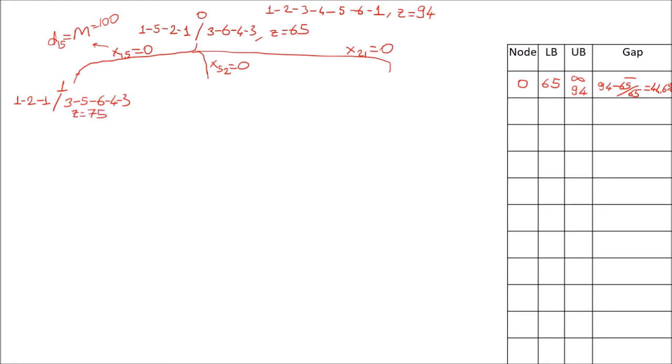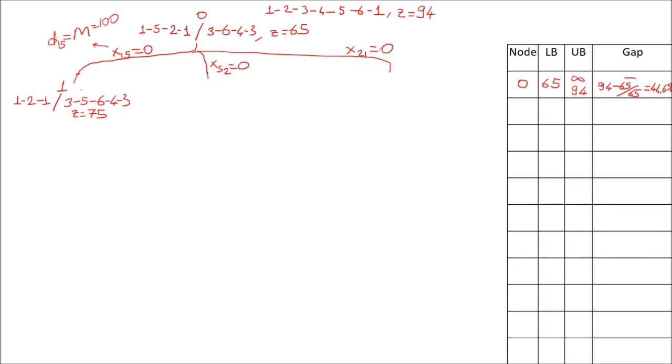And what shall we do here? Can we fathom or shall we branch? Since this is not a feasible solution, and since this 75 is better than our previous solution, which is 94, we cannot fathom because of bound, so we need to branch. And we can select any one of these subtours in branching, but as I said, we select the subtour with the smallest number of cities.